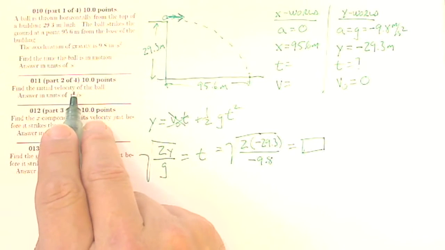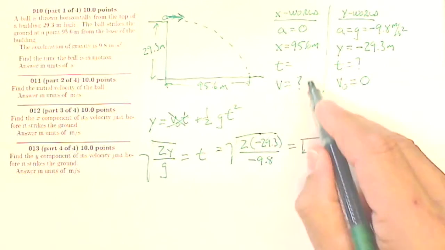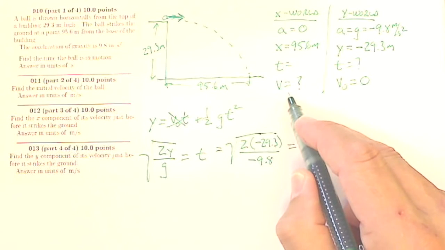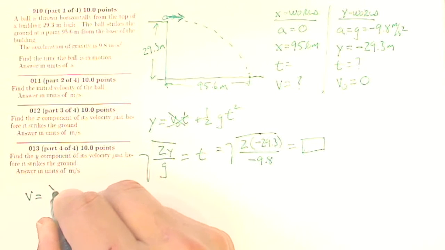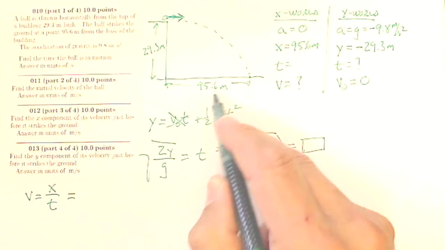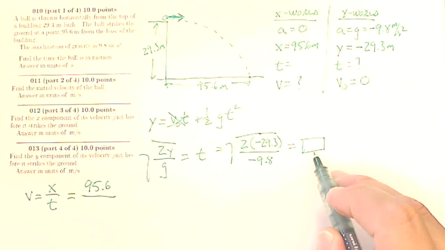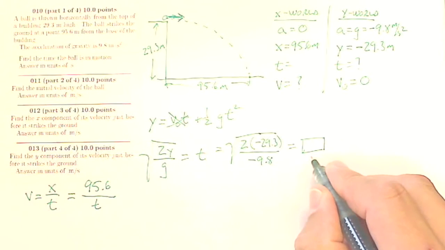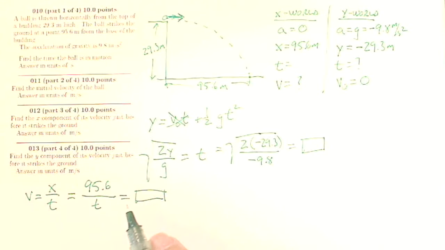Question 11 says, find the initial velocity of the ball. Well, the initial velocity in the y world is 0, but now I'm looking for this initial velocity in the x world. How do I find the velocity? Well, I know in the x world that my velocity is my displacement divided by my time. In my x world, I don't have any acceleration, so this equation works in the x world. Well, I have my displacement is 95.6 meters. And my time is this time that I just solved for right here. So if I have 95.6 meters divided by this time right here, that's going to give me my velocity. So that's the answer to question number 11. The initial velocity is all x world, so that x world velocity is the initial velocity.